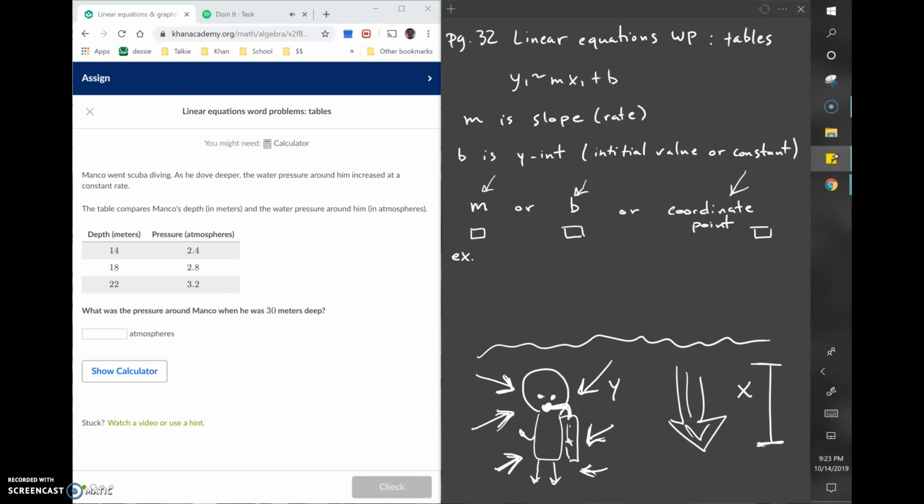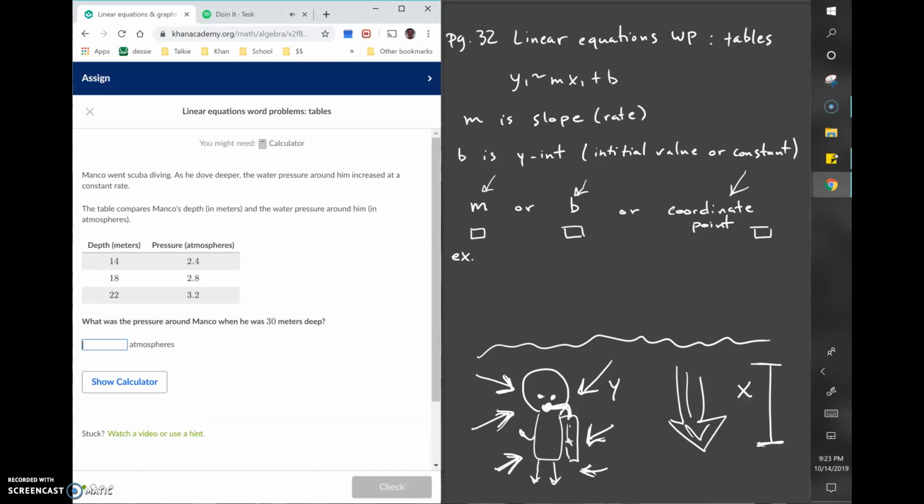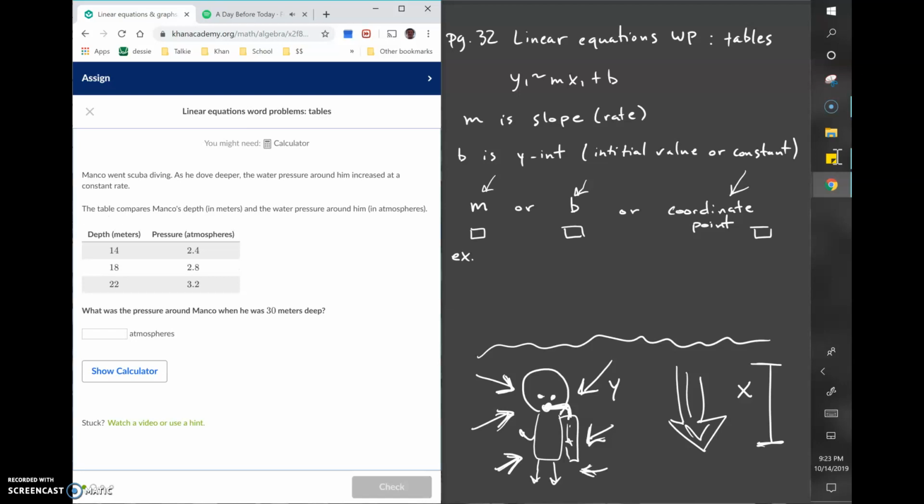The question's asking us, what was the pressure around Monco when he was 30 meters deep? And you can see the answer is asking us for atmospheres, and when we look back at the table, atmospheres is the y value. So it's asking us for a y value here. And in the question, it's saying when he was 30 meters deep. So it's giving us 30 meters, and we know meters is x. So it's actually giving us a coordinate point here. It's not asking for an initial value. It's not asking for the rate. It's asking for a coordinate point. It tells us half of the point. It tells us that the x value is 30, and we're trying to find the y value.